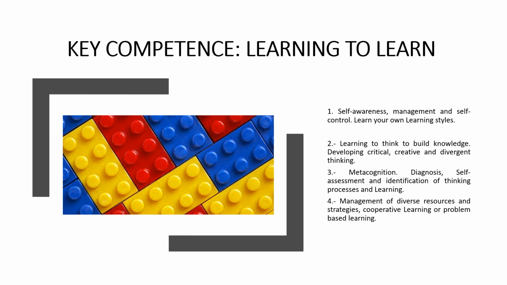Learning to learn is the most important competence as it underlies all the rest. We must remember different learning styles such as logical, kinesthetic, visual, verbal, or auditory. In addition, it is essential to manage to learn to think, to build knowledge, to develop critical, creative, and divergent thinking. It is also important to focus on metacognition and the management of diverse resources and strategies, such as cooperative learning or problem-based learning.